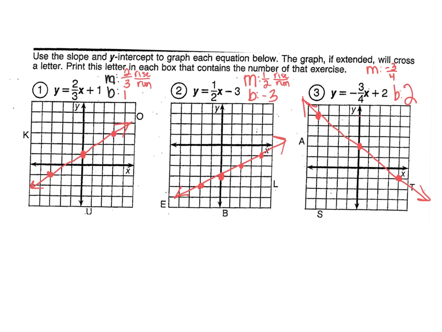All the rest of them, 4, 5, 6, 7, 8, 9, are in perfect form. Y equals mx plus b. So do those now. And I'll walk around and help.